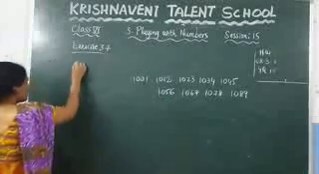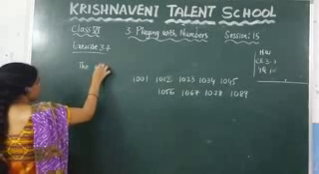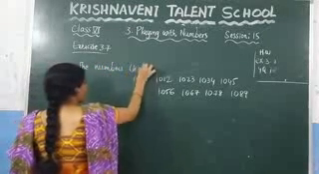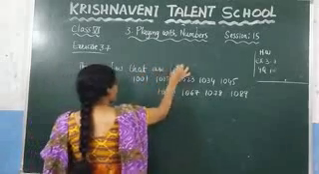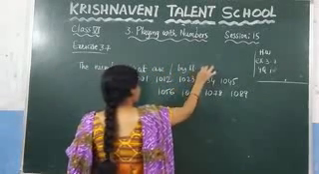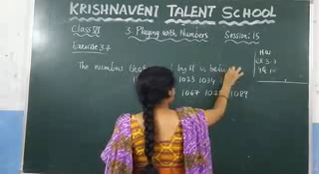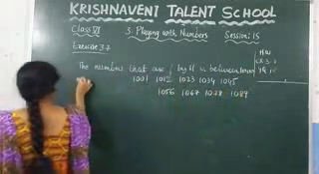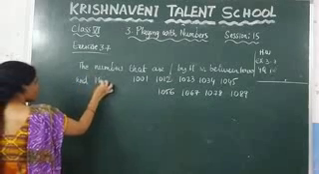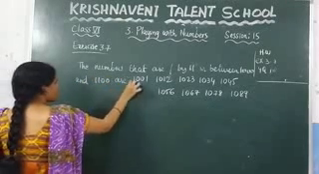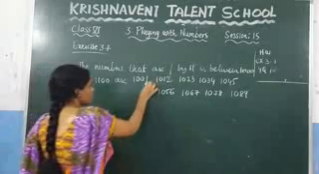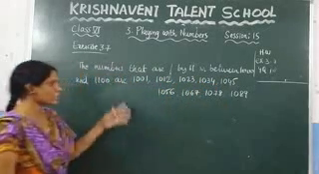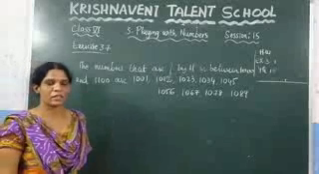So write it here. The numbers that are divisible by 11 in between, what are the numbers they have given? 1000 and 1100. Just write these numbers. So these are the numbers that are divisible by 11 in between 1000 and 1100.